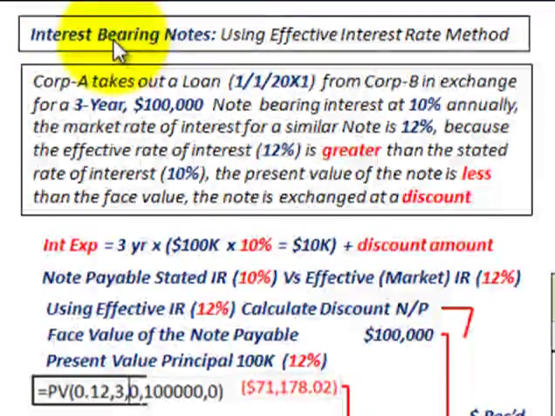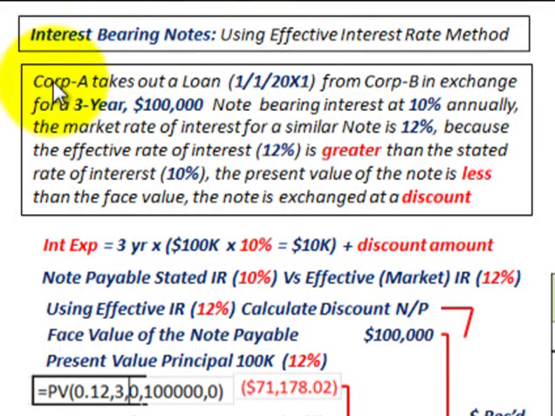What we're going to be looking at here are interest-bearing notes, and we're going to be issuing a note using the effective interest rate method. For example, Corporation A takes out a loan on 1/1/20X1 from Corporation B in exchange for a 3-year $100,000 note bearing a 10% annual interest rate, and the market rate of interest on a similar note is 12% per year.